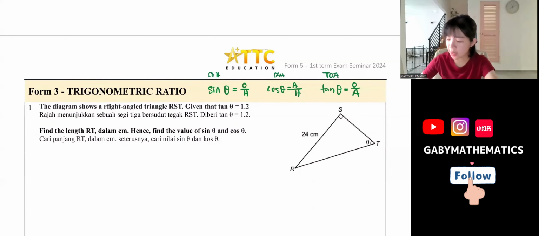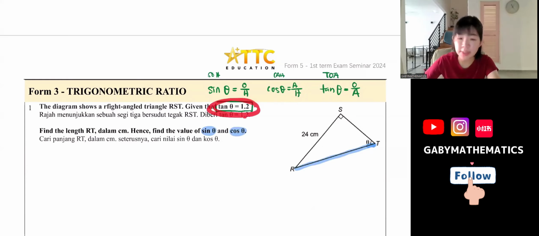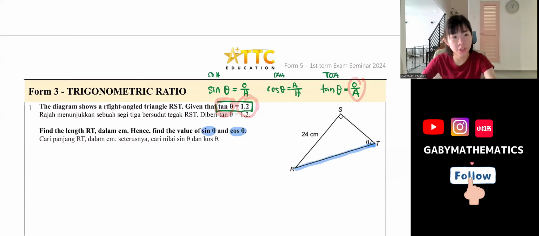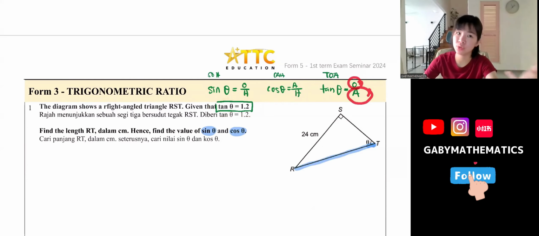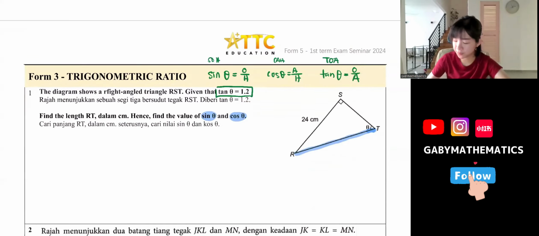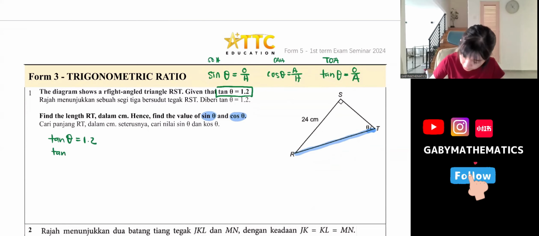Now number 1. The diagram shows the right angle triangle RST. Given that tangent theta is 1.2, find the length of RT. You need to find RT at the end, and you need to find the value of sine theta and cos theta. So they give us this value. When you see tangent theta, we know it's toa, O over A. But they give us a decimal. We can change to fraction. Use calculator, change 1.2 to fraction, so that we know what is O, what is A. Don't use decimal. So tangent theta, they give us 1.2. If I press calculator, change to improper fraction, tangent theta is actually 6 over 5. So you know that tangent is O over A.